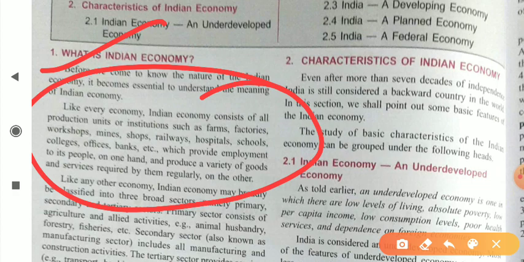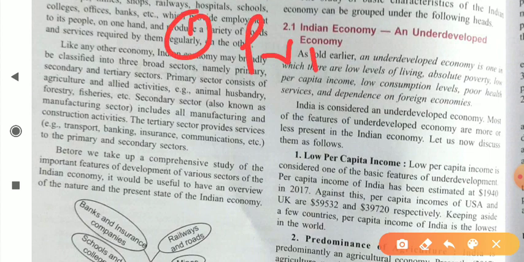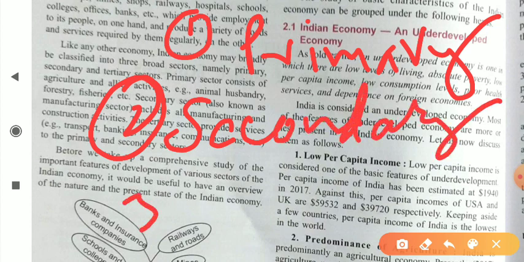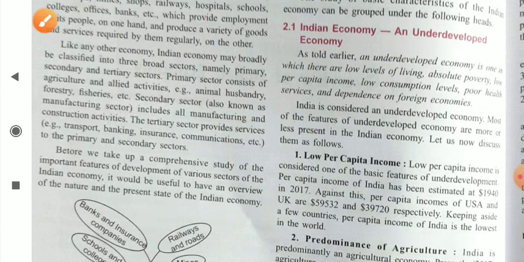Okay, dear student, like every other economy, our Indian economy is classified into three categories. The first one is the primary sector. The second one is the secondary sector, and the third one is the tertiary sector. So these are the three different sectors in an economy. Similarly, our economy also consists of all these three sectors.